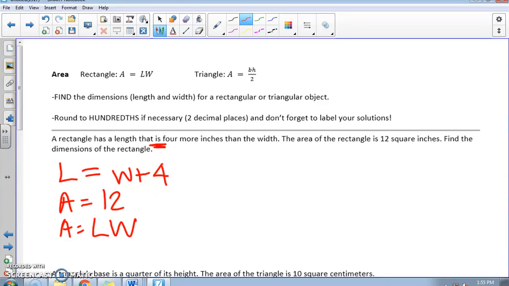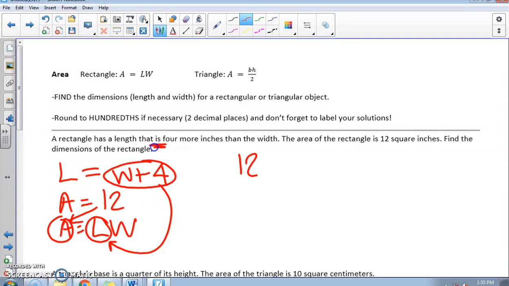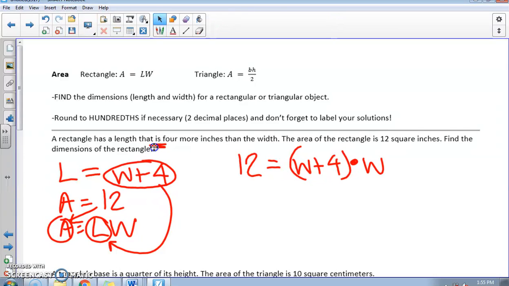And I need to plug in what I know so far. I know that length is W plus 4. So this is like substitution that we use with systems back in Unit 1 and even now in Unit 2. And I also know that the area is 12. So I have a couple things I can replace. Area is 12, length is W plus 4, and that's an entire quantity, so we got to keep it together as a group, and that needs to be multiplied by the width.